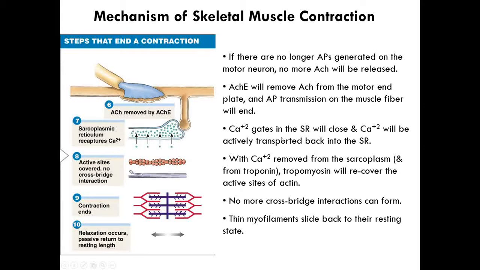So calcium gates in the sarcoplasmic reticulum will be closed and the calcium will be actively transported back to the sarcoplasmic reticulum. If there is no action potential, the unused calcium will go back to the sarcoplasmic reticulum again. With calcium removed from the sarcoplasm, tropomyosin will cover the active site of the actin again. No more cross-bridge interaction can form and thin myofilaments slide back to their resting state. That means the actin filaments, troponin and tropomyosin complex will go back to their normal resting state.